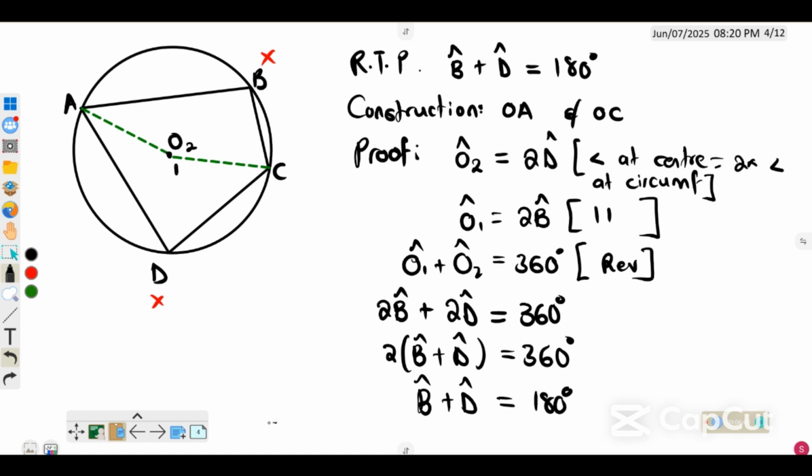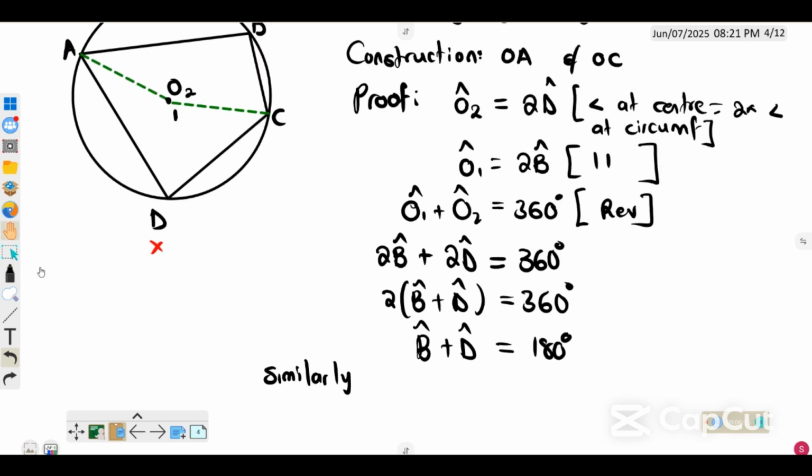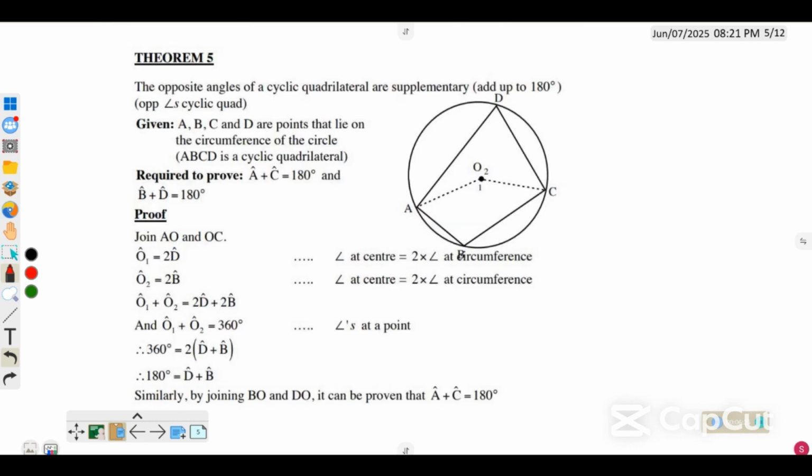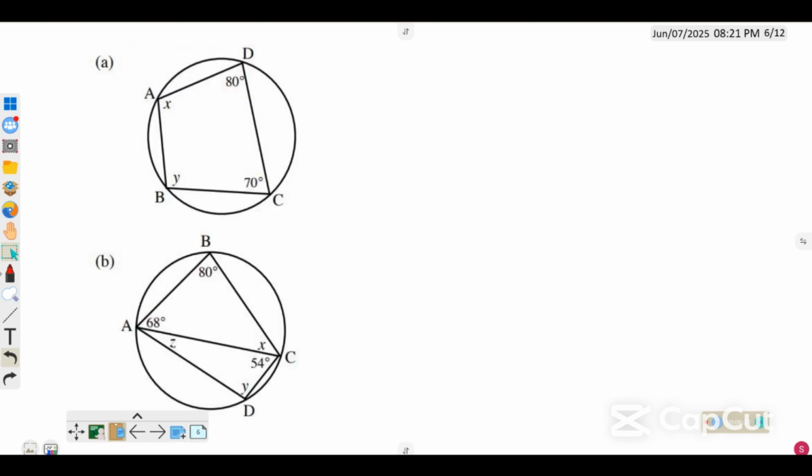If we wanted to prove for A and C, we would construct through B and D. This would give us that angle A plus angle C should also equal 180 degrees. Okay, now let us look at the application of this. Of course, there's the proof there. So they were proving pretty much the same thing. You go through that, but it's pretty much what we've done. So let's quickly move on. Let us look into this.